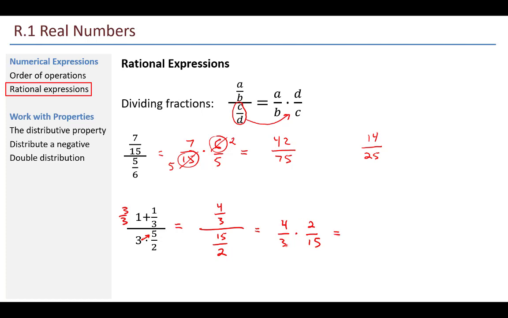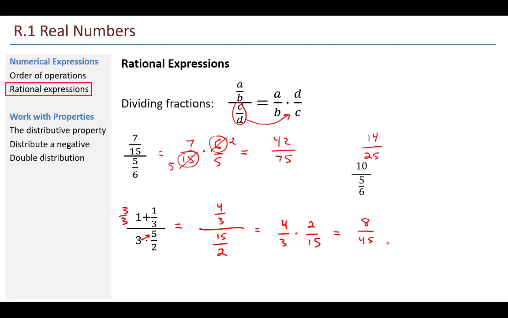At this point, maybe I'll think ahead a little bit. Can I reduce anything? The 2 and the 3, they don't have any common factors. The 4 and the 15, no common factors. I think this is already reduced. All right, so multiply straight across. 4 times 2 is 8, and 3 times 15 is 45. And there is our fraction in lowest terms.